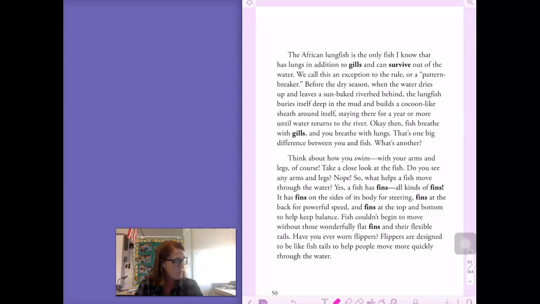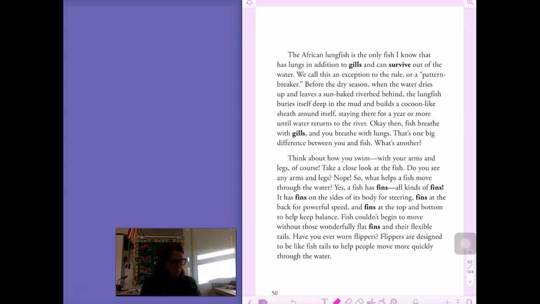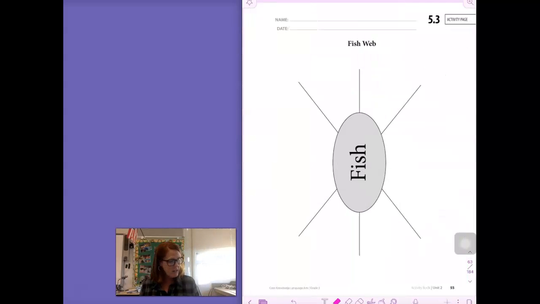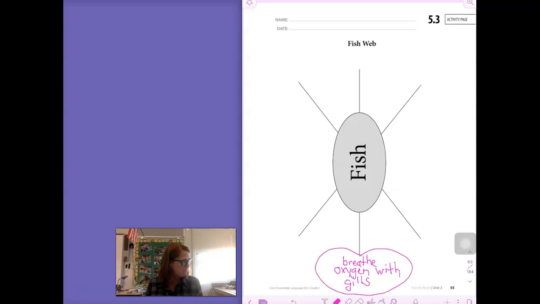What's another? So we can add to, I'm going to go over here and I'm going to add to our fish web. We just learned about fish that they breathe oxygen with, who remembers? Gills. They all use gills to get the oxygen out of the water.